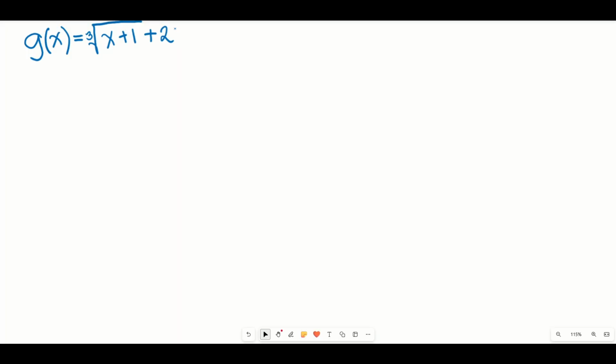So for example, we have g of x is equal to the cube root of the quantity of x plus 1, plus 2. Ang nasa loob lang ng ating radical sign or radical symbol is x plus 1. So, to find the inverse of g of x, or to find g inverse of x, for the first step, we need to replace g of x with y. So, we'll have y is equal to the cube root of x plus 1 plus 2.